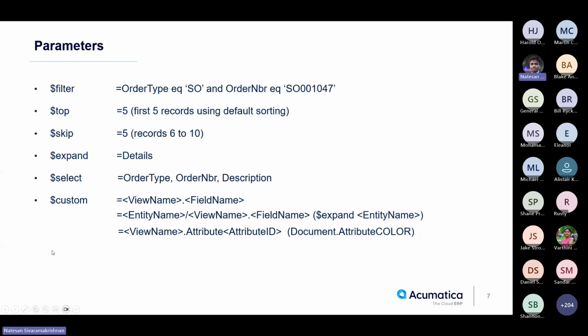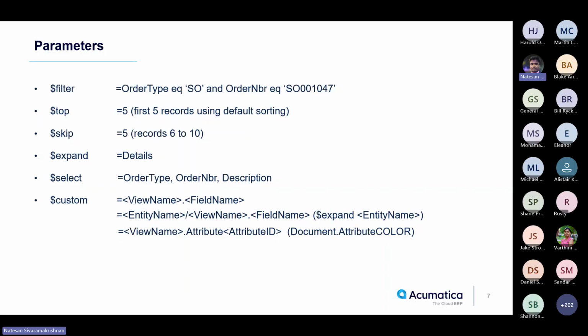Moving on, we also have the following parameters that can be used to manipulate the record. Like we have the filter to get only specific records, either by the key fields or by the last modified date. And we have the top and skip parameters that accept an integer value. That's going to be used to either get the top 5 records or to skip the top 5 records and get the next 5 records, for example, here.